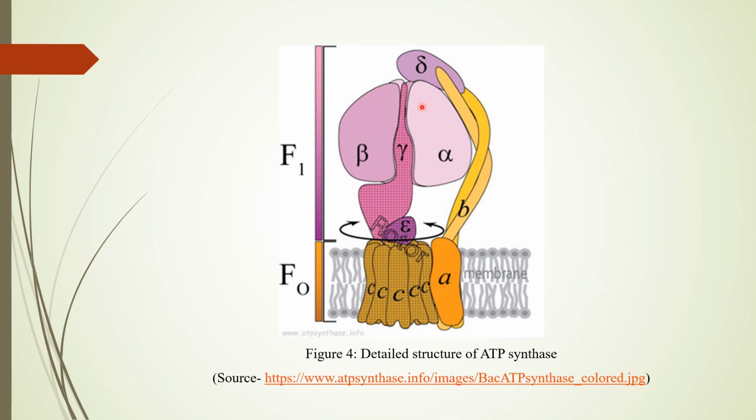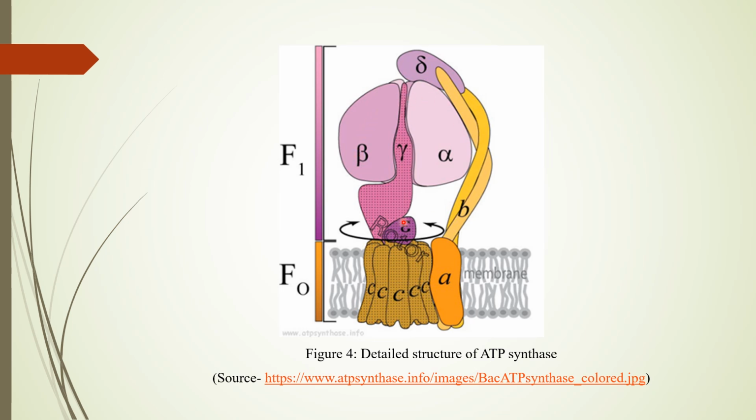The F1 subunit also has the gamma, the delta subunit and even the epsilon subunit. These are a part of the rotational motor mechanisms. So the gamma subunit allows the beta to go through the conformational changes. Okay, that allows ATP to bind and get released.